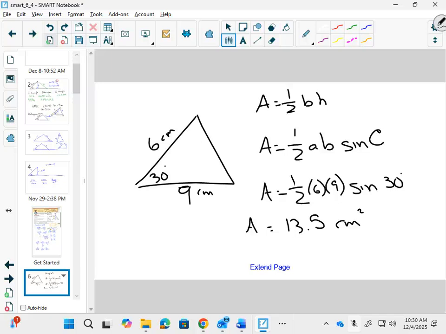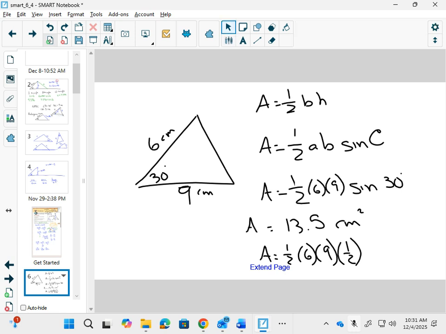How did I do this in my head? You know that sine of 30 is half. That's one of our values. You memorized it. You should. I did it in my head too. All right. 6 times 9 is 54. 54 cut in half is 27. Cut in half again is 13.5. Look at that.